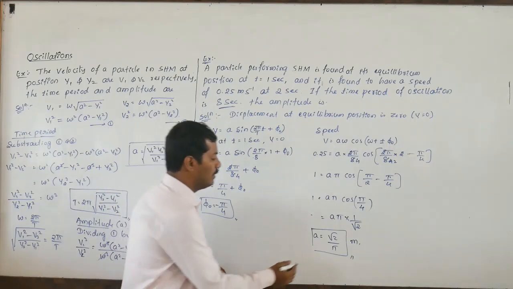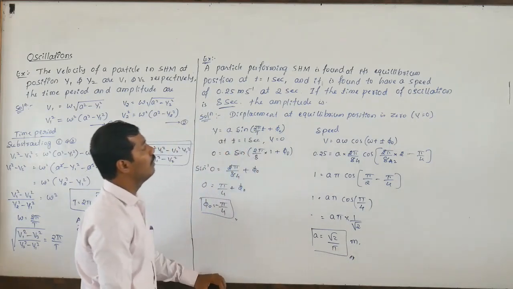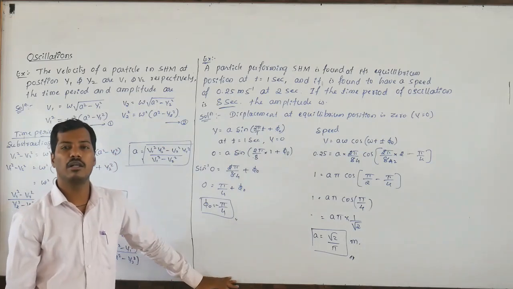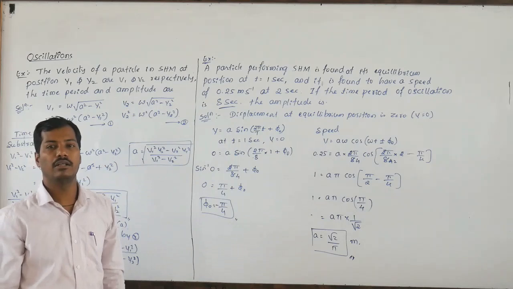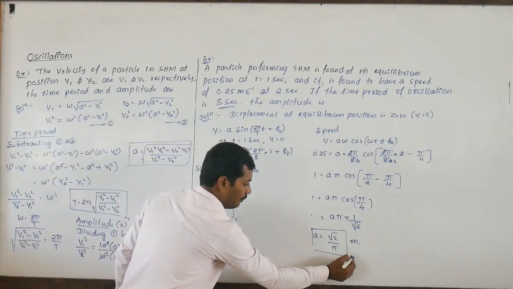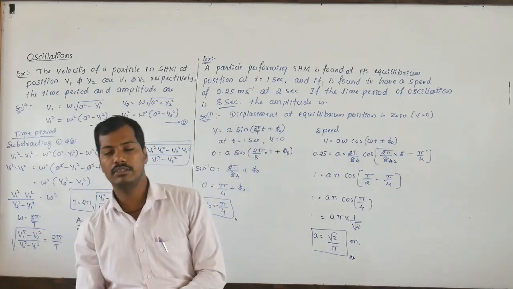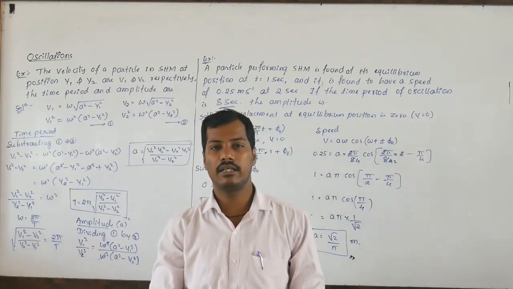This is the amplitude of the particle executing simple harmonic motion, which has traveled from its mean position at 1 second. Then some more examples we will discuss in the next class. Thank you.